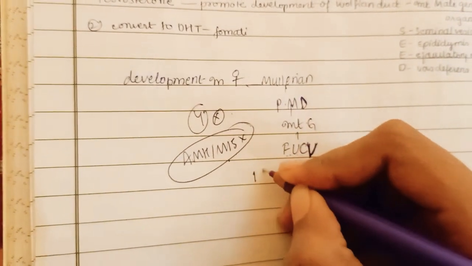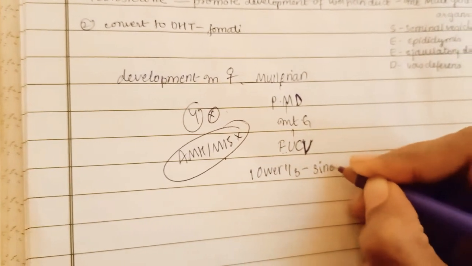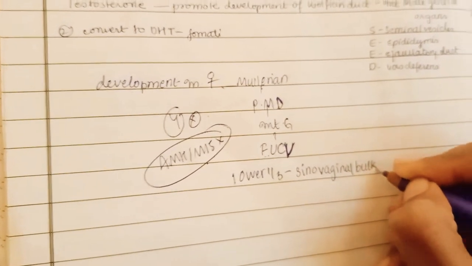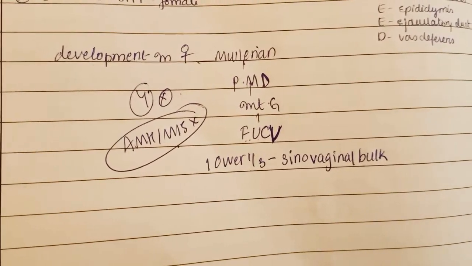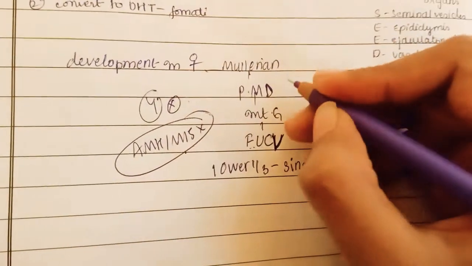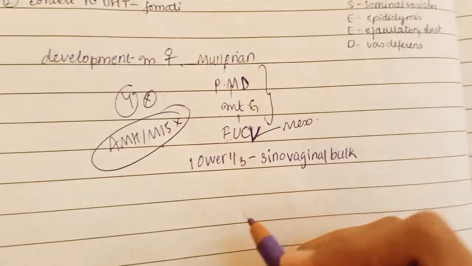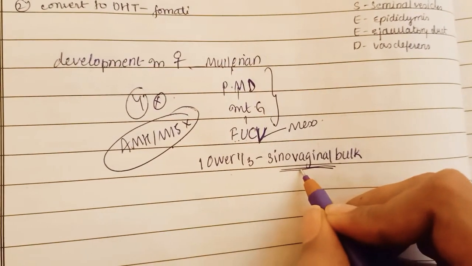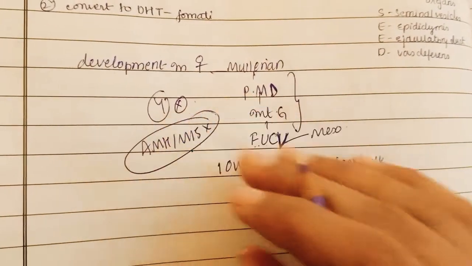Then what about the lower one-third of vagina? It is derived from the sino-vaginal bulb of the urogenital sinus. Already we discussed that whatever is formed from the urogenital sinus is of endodermal origin, but whatever is formed from the female genital tract is of mesodermal origin. So the upper two-thirds of vagina is mesodermal in origin, but the lower one-third of vagina, as it is formed from the sino-vaginal bulb of the urogenital sinus, is of endodermal origin. So vaginal epithelium is derived from endoderm of urogenital sinus.